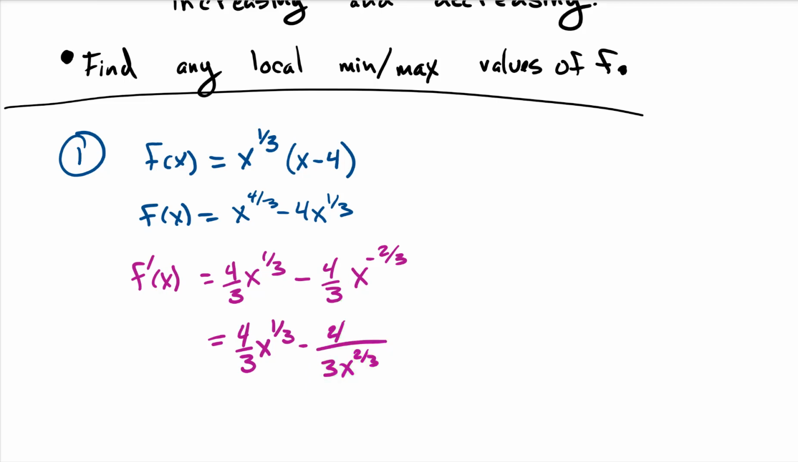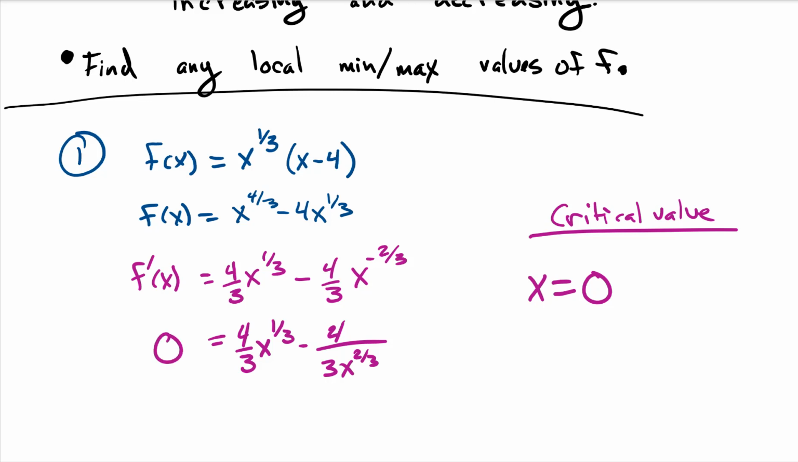We found a critical value. x equals 0 is bad. That's a critical value because it shows where the derivative does not exist. You can't divide by 0. And then our next step is to set this thing equal to 0 and solve.